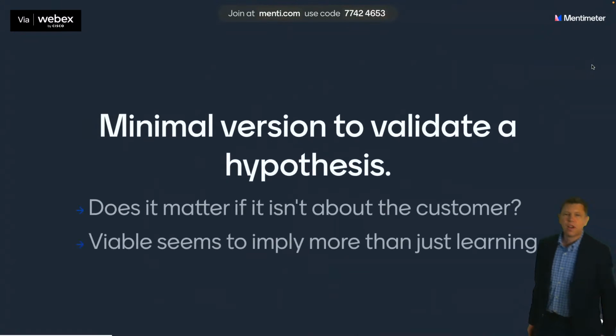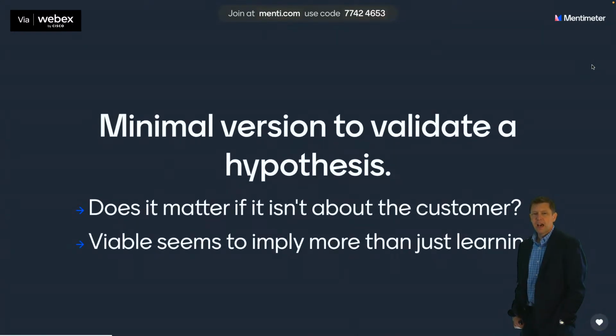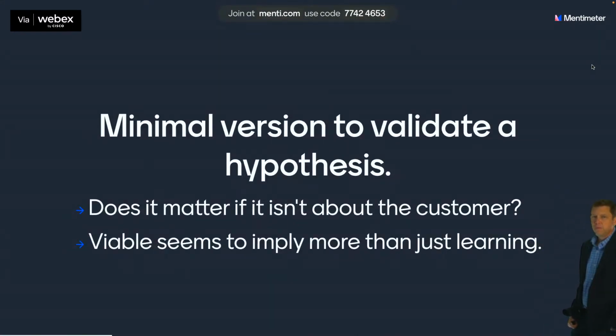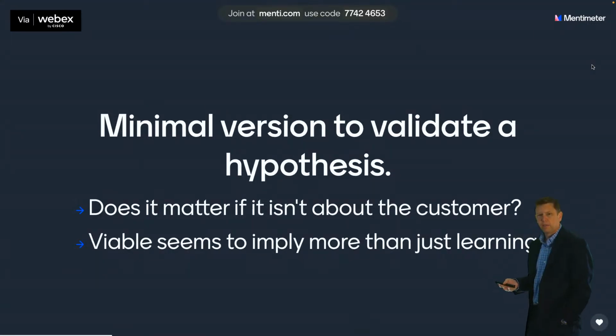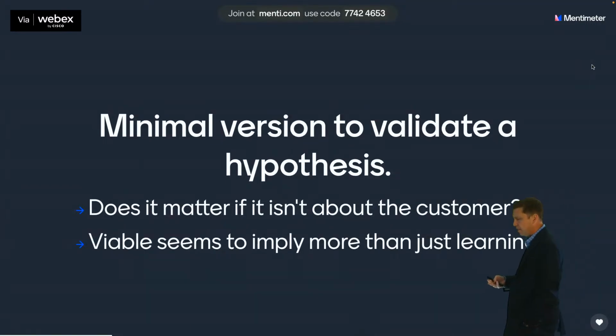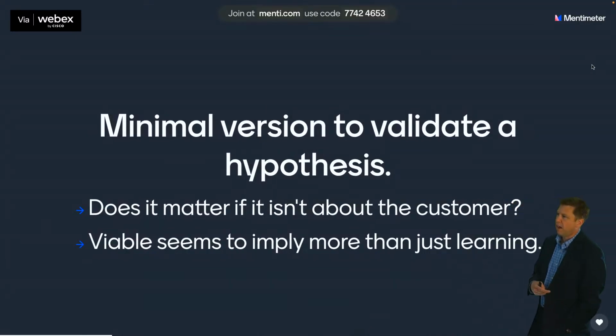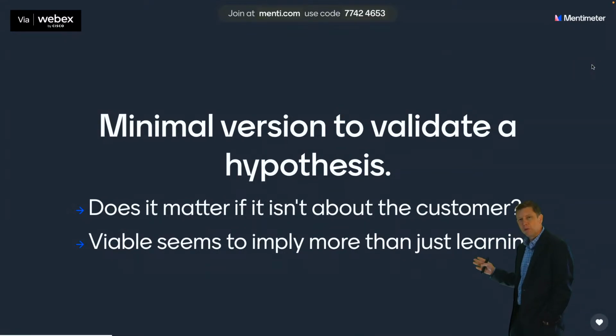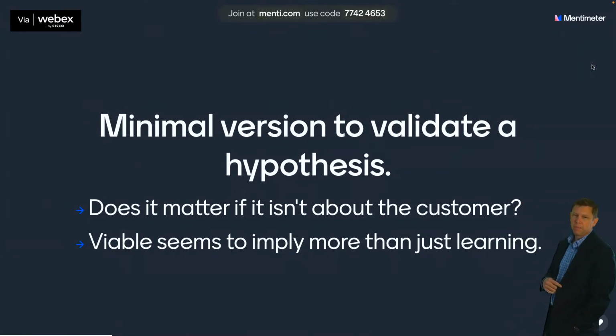So the next definition was minimal version to validate a hypothesis. This is a definition I've heard used at different places, and it's not necessarily bad, but my question with this is, does it matter if it isn't about the customer? Like, are we just trying to validate a hypothesis of we can deploy Spring to AWS, or we can use Angular as a front end, or our developers can actually deploy something in Angular through to the cloud, or sometimes even our developers can get this working on their local environment.